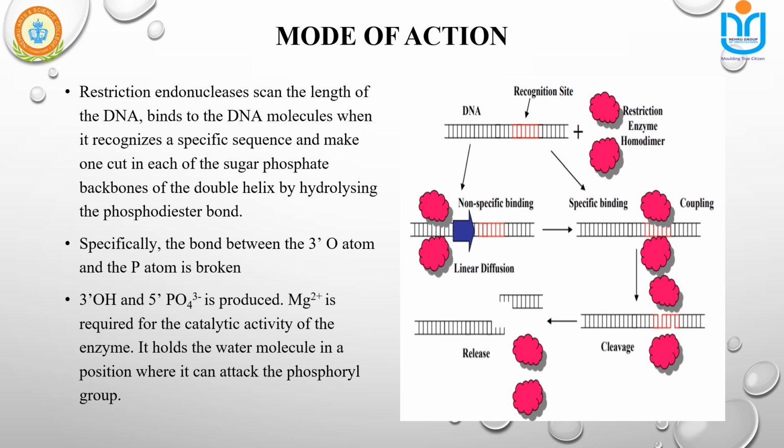Action. Restriction endonucleases scan the length of the DNA, bind to the DNA molecule when they recognize a specific sequence, and make one cut in each of the sugar phosphate backbones of the double helix by hydrolyzing the phosphodiester bond. Specifically, the bond between the 3' oxygen atom and the phosphate atom is broken. 3' OH and 5' PO4 3- is produced. Magnesium ion is required for the catalytic activity of the enzyme. It holds the water molecule in position where it can attack the phosphoryl group.